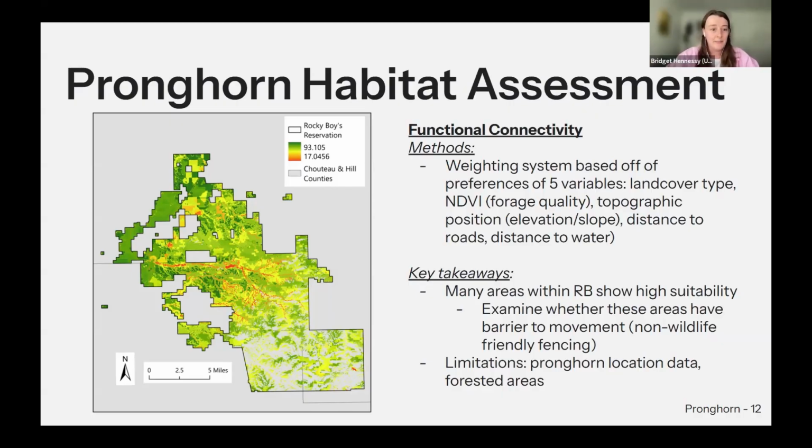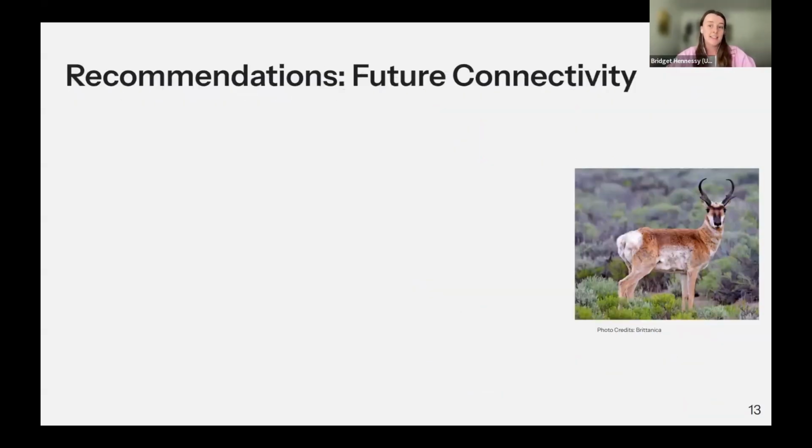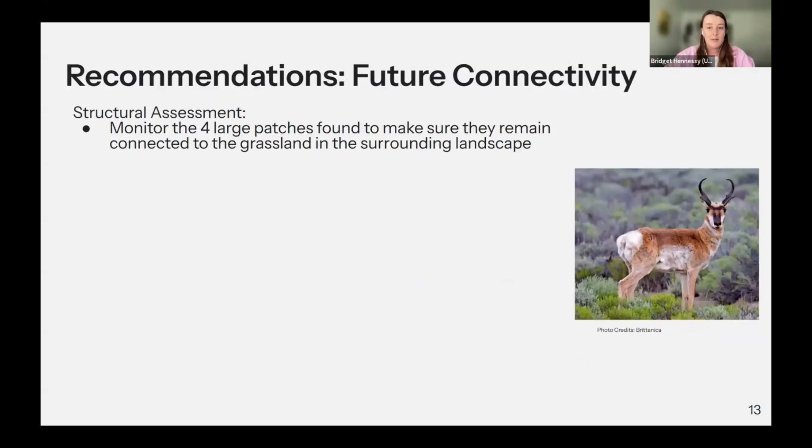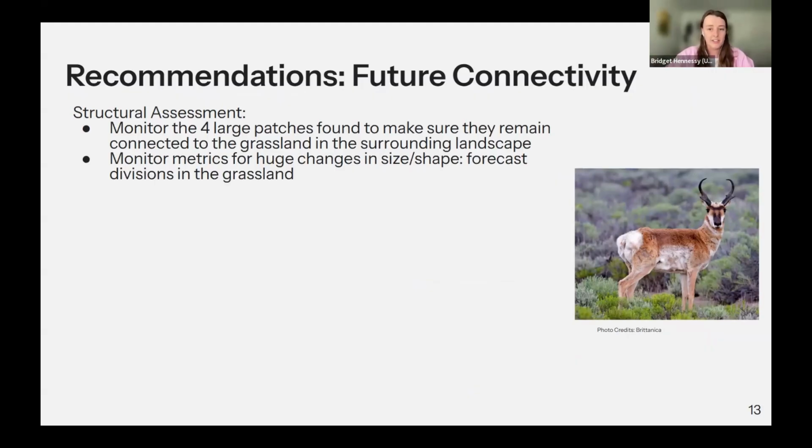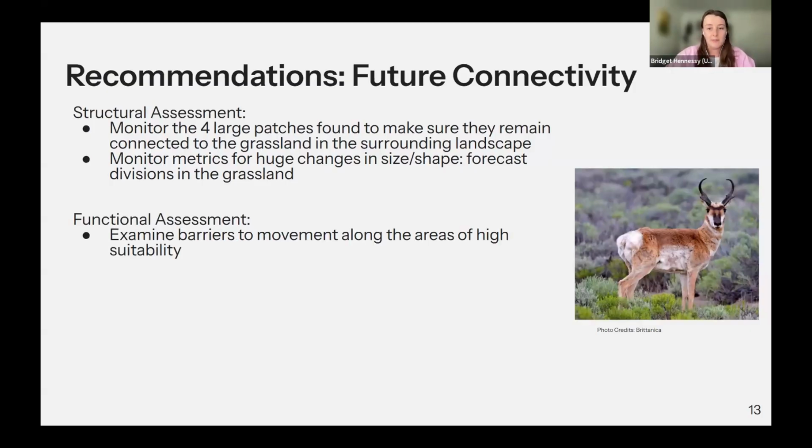And then for our recommendations from this part of the study, we think that we should monitor the 4 large patches found to make sure they remain connected to the grassland and the surrounding landscape, and overall monitor the structural connectivity metrics for huge changes in size and shape, which would forecast future divisions in the grassland and forecast fragmentation.